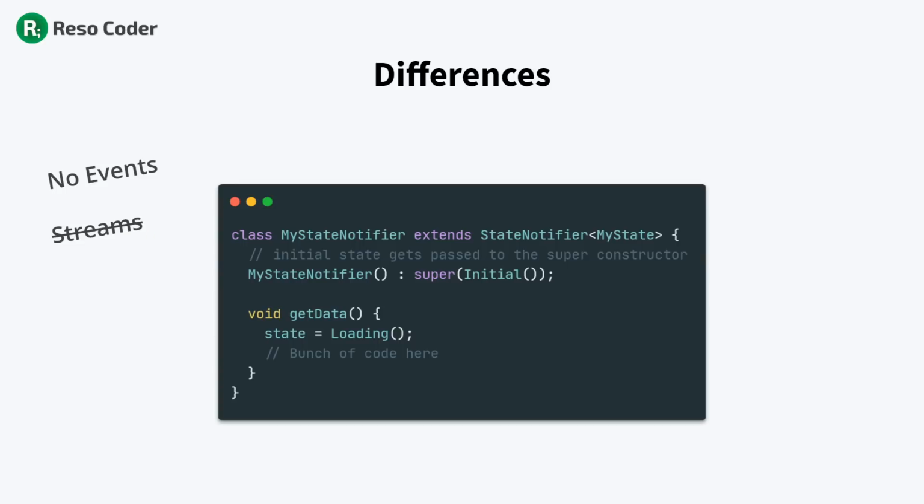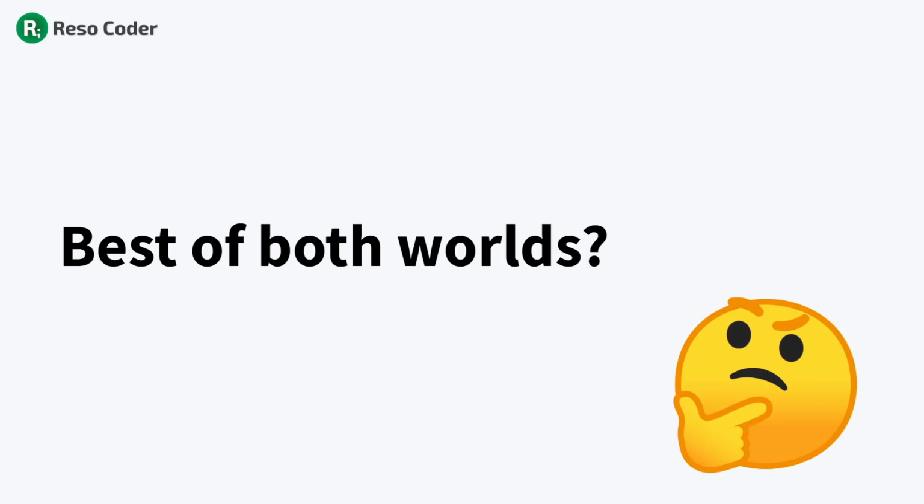So if you look at this, it's really like a mix between Bloc, because we are using a state here, and ChangeNotifier, because we have the getData method right inside the StateNotifier class, which is responsible for sort of emitting, or in this case only setting, the protected state field to hold a new loading state in this example. Since there are no streams in StateNotifier, there is substantially less boilerplate than if you had used Bloc.